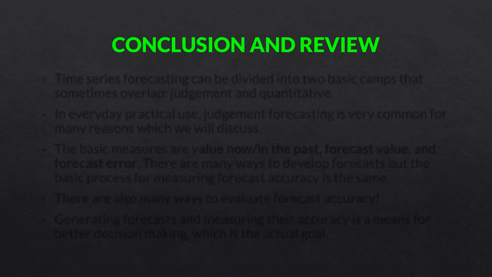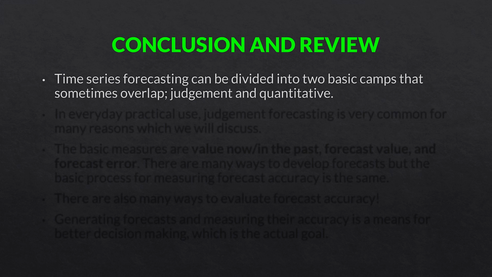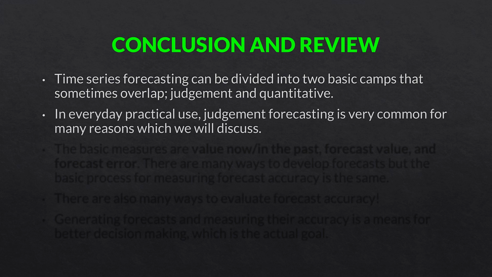All right, let's wrap this up. Conclusion and review. So time series forecasting can be divided into two basic camps that sometimes overlap: judgmental forecasting and quantitative forecasting. In everyday practical use, and I can tell you this from experience in my day job and other jobs I've had and just my life in general, judgmental forecasting is very common for many reasons, which we will discuss. But a lot of everyday business, a lot of everyday just our lives run on judgmental forecasting based off our common knowledge or prior knowledge or experience and what have you.